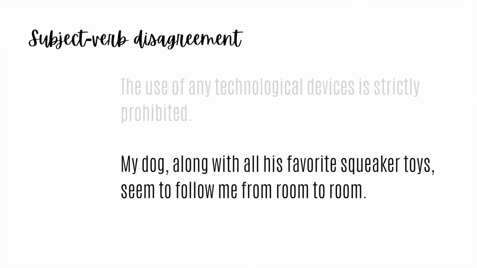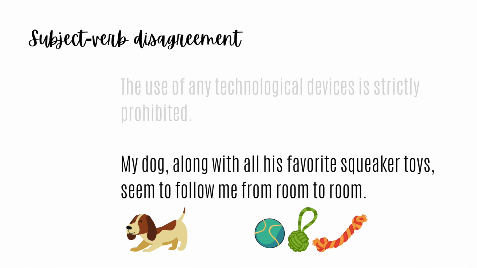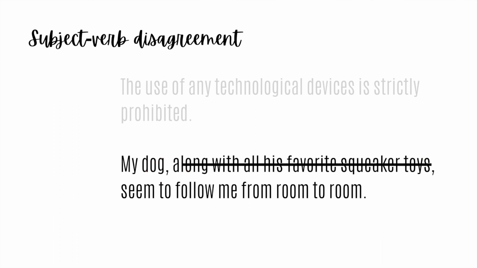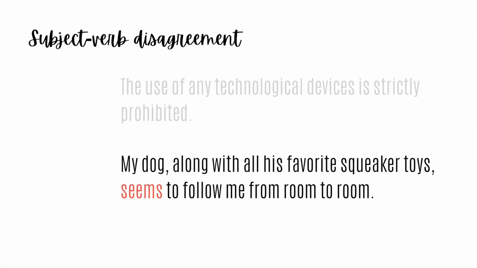So much better. The second example: my dog, along with all his favorite squeaker toys, seem to follow me from room to room. This one's tricky because there are multiple nouns going on. There's a dog, there's toys. Which one's the subject? Is it my dog? Is it my dog and his toys? Squeaker toys can't follow someone from room to room. Also, they're enclosed in commas, setting them apart as parenthetical information, or information that could be removed without significantly changing the meaning of the sentence. So if we take that phrase out, what do we have left? We have, my dog seem to follow me from room to room. Again, the mistake becomes a lot clearer. So we change it: my dog, along with all his favorite squeaker toys, seems to follow me from room to room.